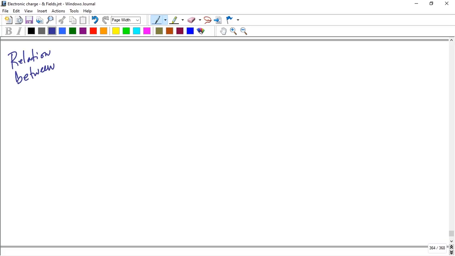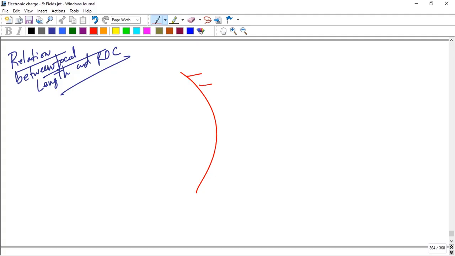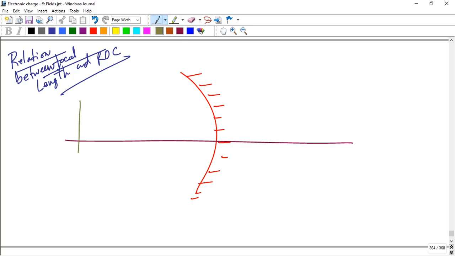Establish the relation between focal length and radius of curvature. Suppose we choose a concave mirror. That's the principal axis. Suppose there is an object here, and this is the incident ray. Follow that point and draw a normal here. First we draw a tangent, then draw a normal.